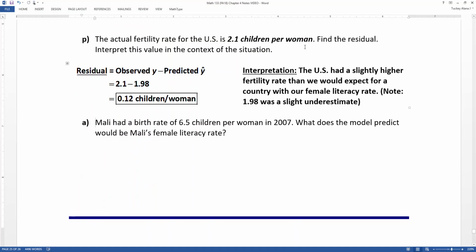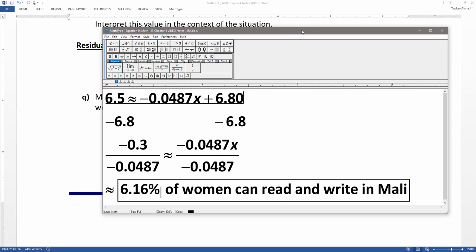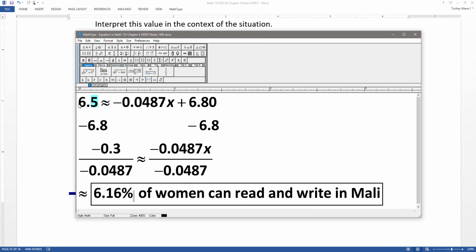All right, Mali had a birth rate of 6.5 children per woman in 2007. What does the model predict would be Mali's female literacy rate? All right, so this is a little bit more algebra heavy. So we would say y equals 6.5. X is what we're looking for. So we'll take 6.5 and set it equal to the equation. We subtract 6.8 from both sides, but 6.5 take away 6.8 is negative 0.3. So then you have negative 0.3 equal to negative 0.0487x. We divide both sides by negative 0.0487.